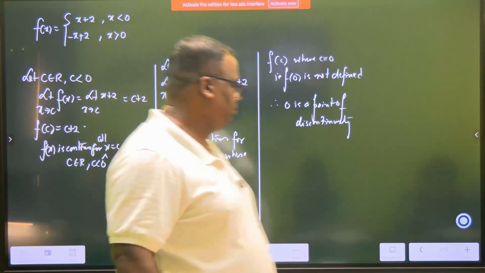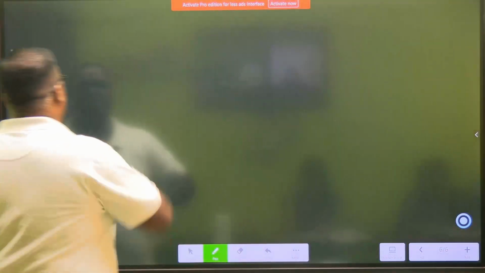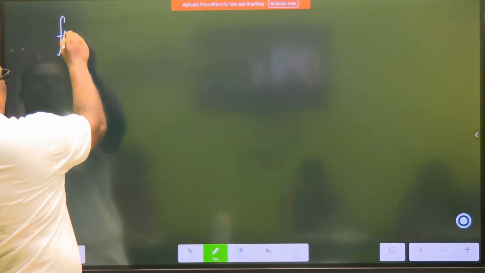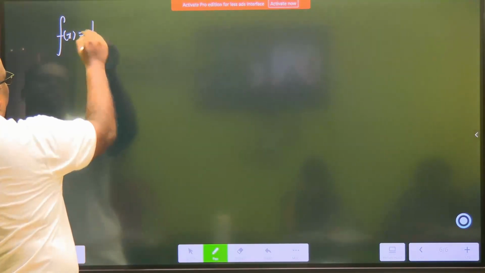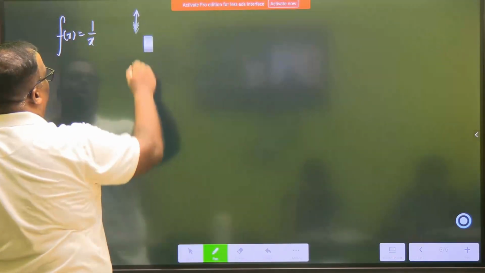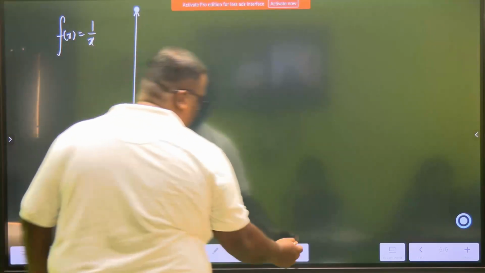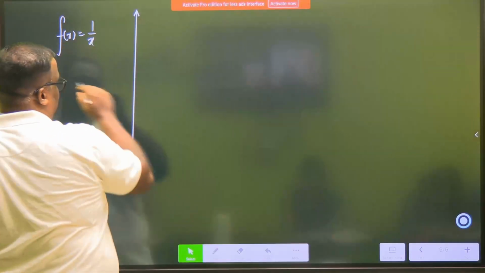Clear? One more. Let's see a rational function, okay? F of x is equal to 1 upon x. How does this function look? Then you will get the idea of rational functions also.